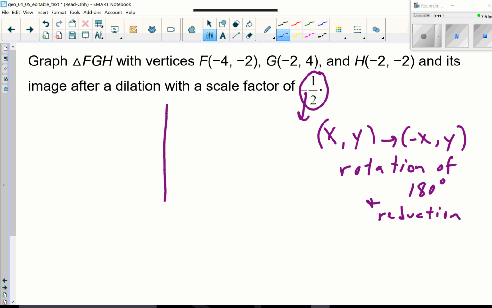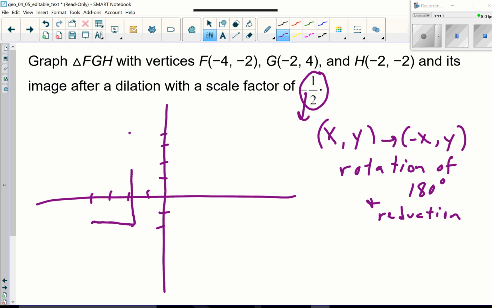So again, if I graph the original, -1, -2, -3, -4, -2 will be down here. -2, 4 will be up here. And -2, -2 will be down here. So again, connect your dots, connect your dots, connect your dots. And we are going to rotate and reduce. So I've got F, I've got G, and I've got H.